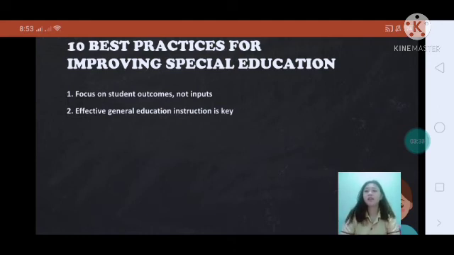Number 2, effective general education instruction is key. Higher performance of general education students correlates with higher performance of students with disabilities, as shown by the National Assessment of Educational Progress.